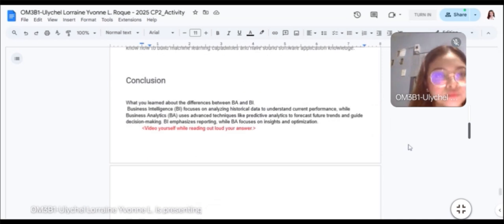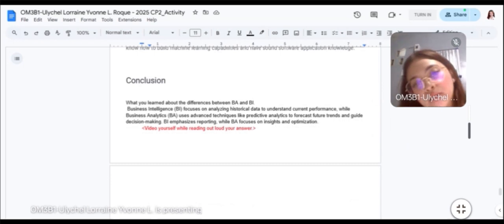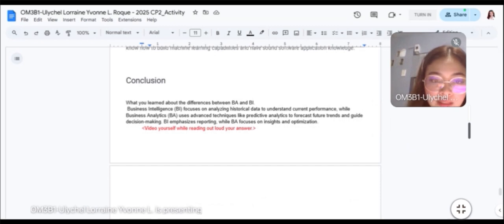Conclusion: what you learn about the differences between BA and BI. For me, business intelligence focuses on analyzing historical data to understand current performance, while business analytics, or BA, uses advanced techniques like predictive analytics to forecast future trends and guide decision making. BI emphasizes reporting while BA focuses on insights and optimizations.